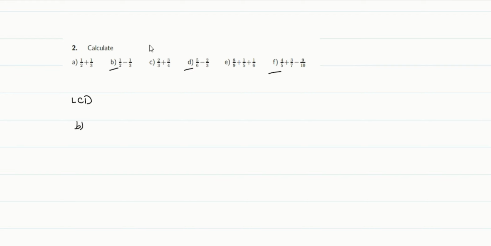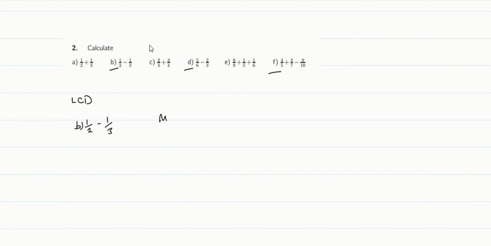Let's write the B equation in here, 1 over 2 minus 1 over 3. So step one is that we find the LCD, which is the least common denominator, as we mentioned. To do that, we write the multiples of 2 and we write the multiples of 3 as well. And we find the least common one and we write it as the least common denominator.